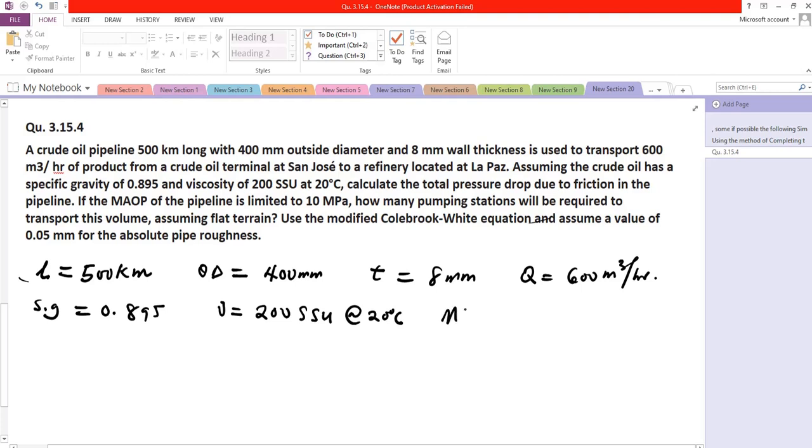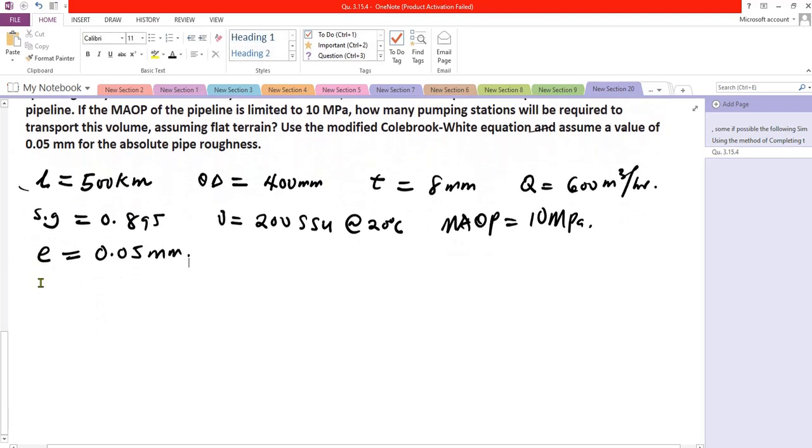The maximum allowable operating pressure is 10 megapascal. The absolute pipe roughness is 0.05 millimeter. They say using modified Colebrook's equation.